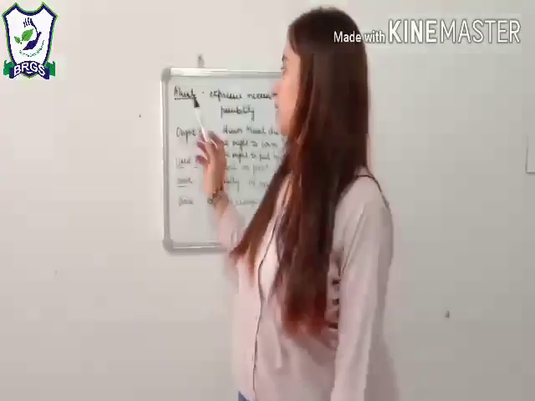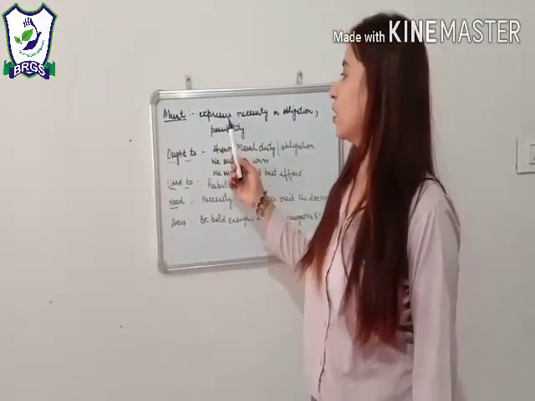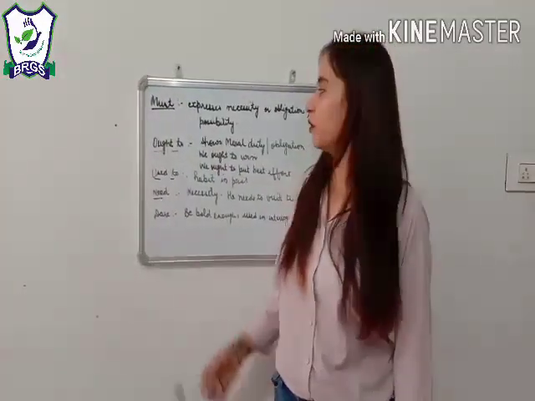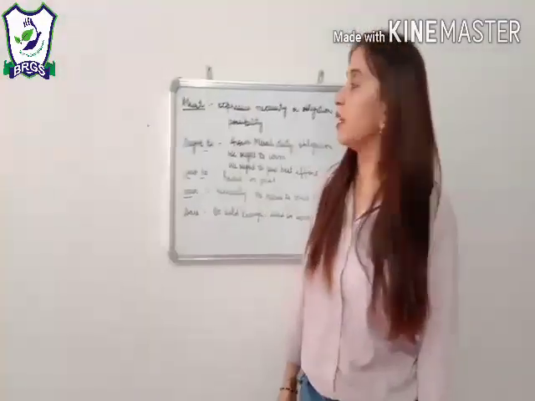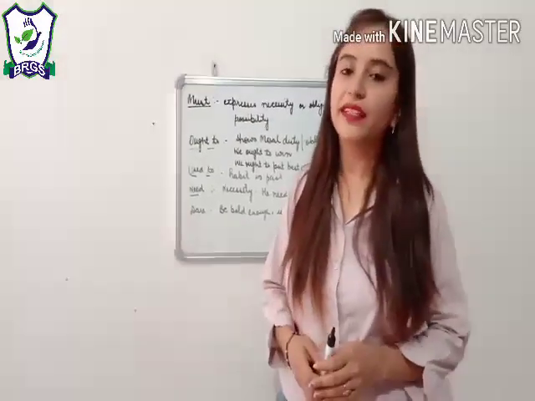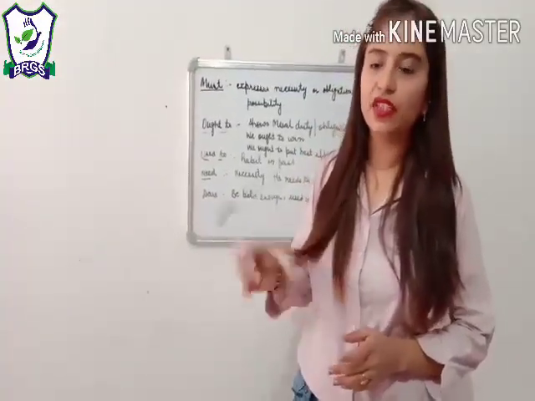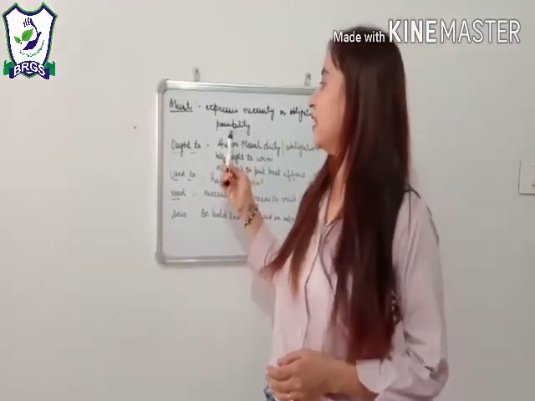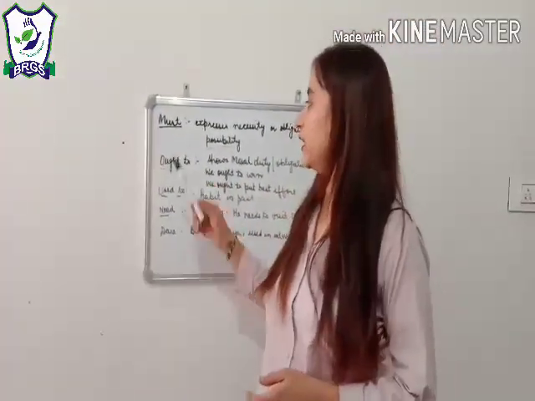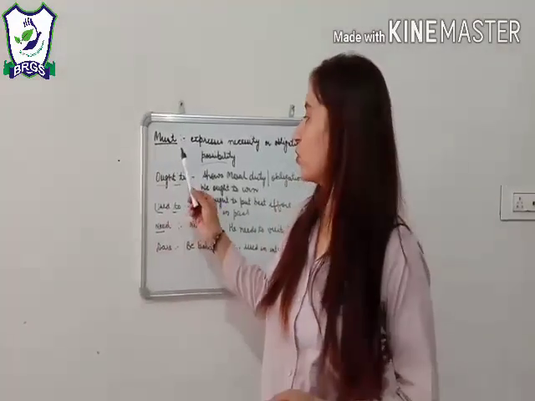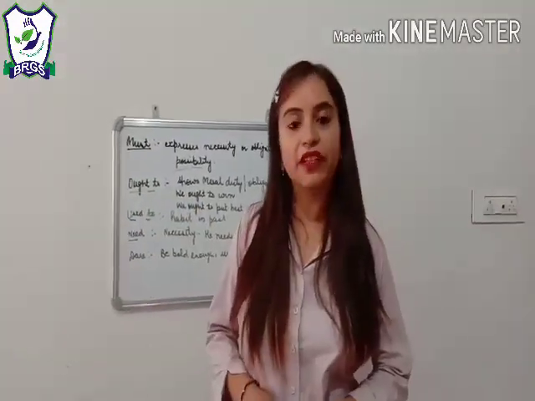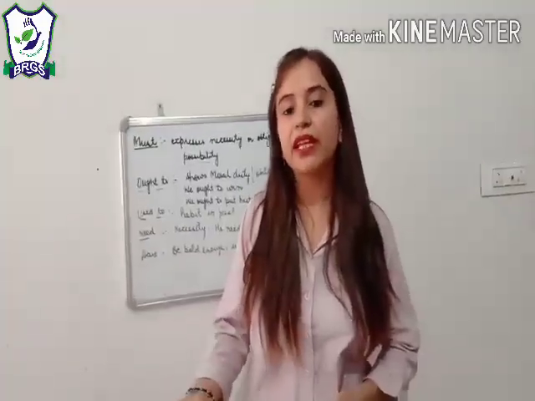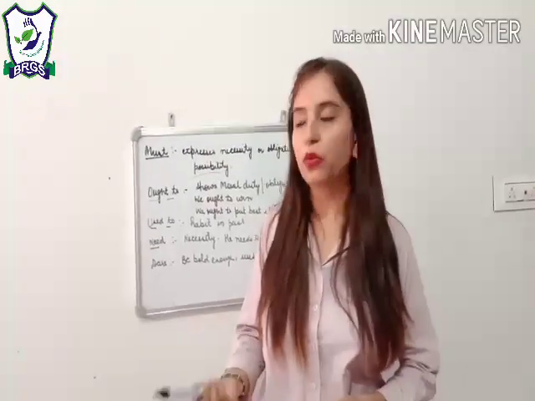Next, our modal is must. Must is used to express the necessity or the possibilities. For example, for necessity, we must reach on time. We must reach on time. Here must is showing the necessity, and for showing the possibility it is also used. Must is also used to show the possibility. For example, he must be on his way. Ma'am, he is coming, he must be on his way.